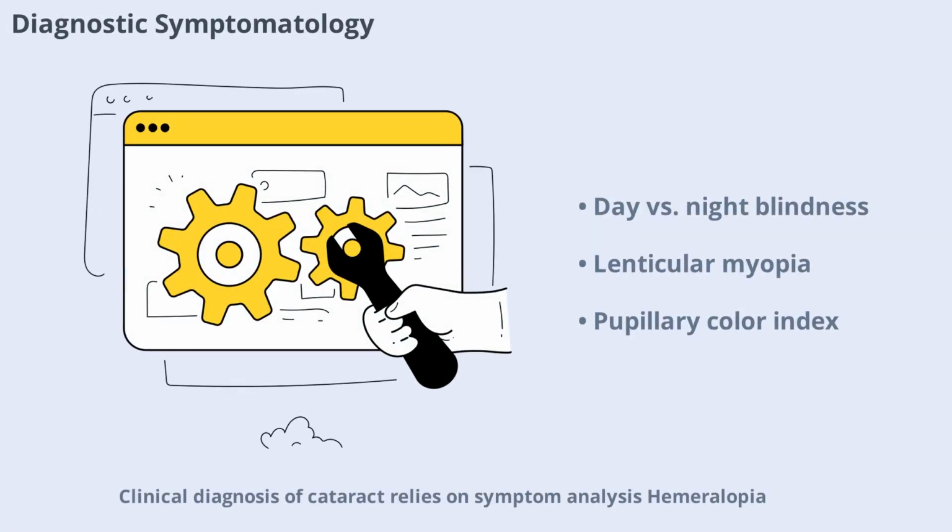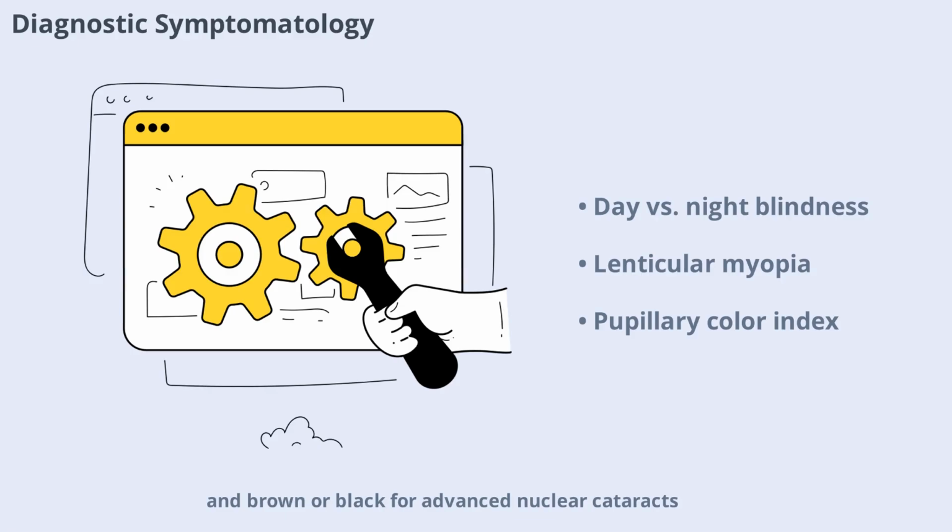Clinical diagnosis of cataract relies on symptom analysis. Hemerolopia, or day blindness, is common in posterior subcapsular cataracts, while nyctalopia, or night blindness, often signals cortical cataracts. Lenticular myopia, where near vision paradoxically improves, can occur during nuclear sclerosis. Pupillary discoloration provides further clues: gray for immature, white for mature, bluish for hypermature, and brown or black for advanced nuclear cataracts. These signs guide both diagnosis and treatment planning.